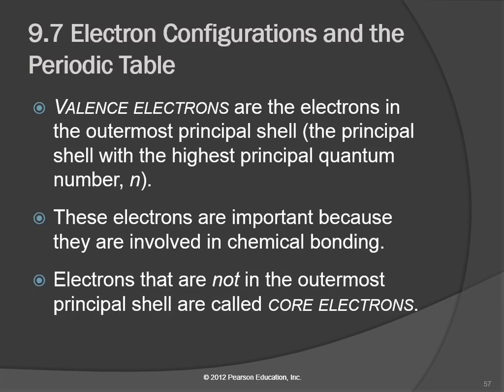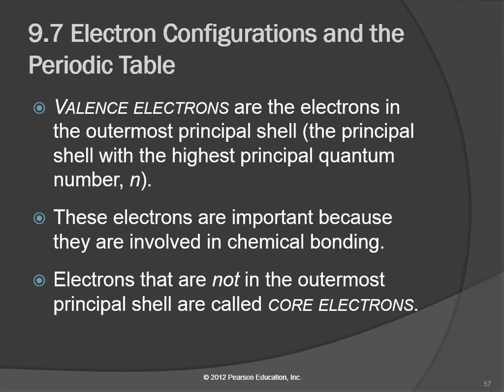So let's relate electron configurations to the periodic table. Valence electrons. Valence electrons are electrons in the outermost principal shell, the principal shell with the highest principal quantum number. Okay, I'm pretty sure that made almost zero sense to you. Valence electrons are the electrons staying in the highest floor of the hotel that has any electrons staying in it.